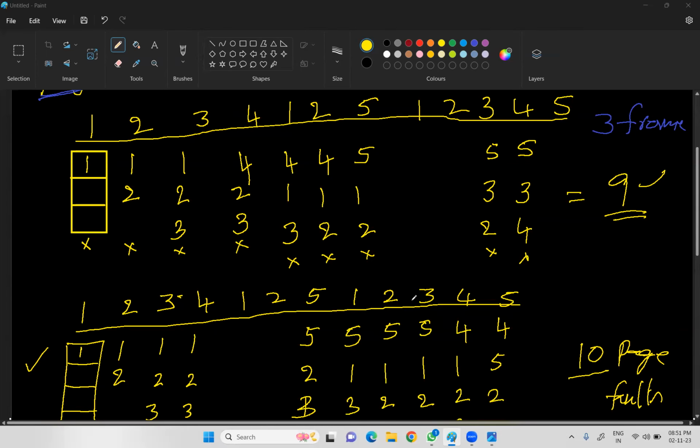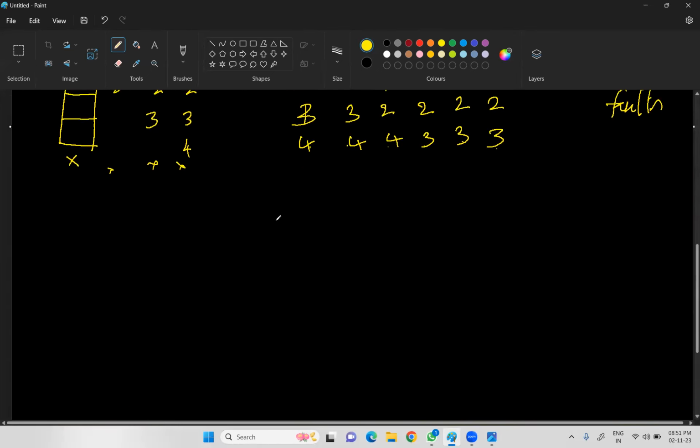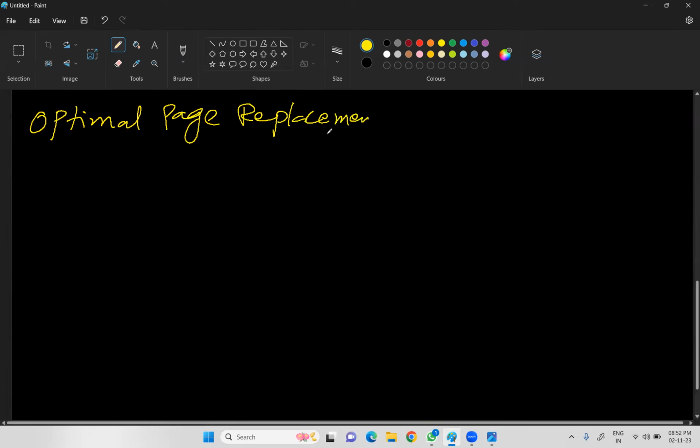Now FIFO is facing this kind of problem, Belady's anomaly. Because of this particular problem, 2 more algorithms were introduced by scientists. Number 1 is the optimal page replacement algorithm. What do you mean by the optimal page replacement algorithm here?